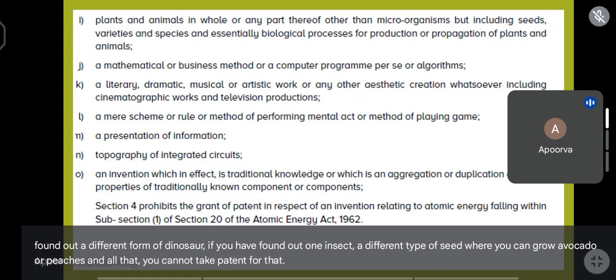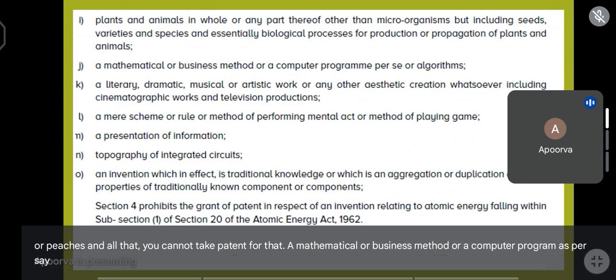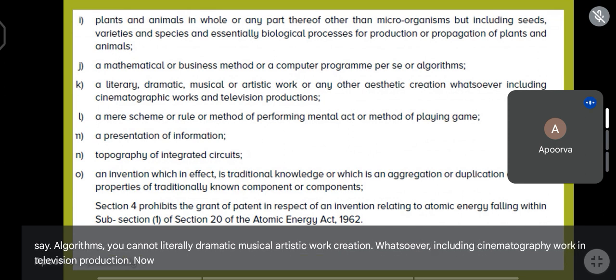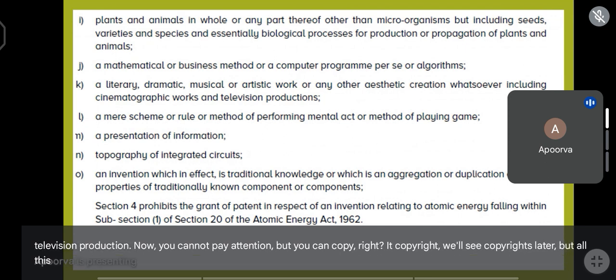A mathematical or business method or a computer program per se, algorithms, you cannot. Any literary, dramatic, musical, artistic work creation whatsoever, including cinematography work and television production. Now you cannot patent it, but you can copyright it. Copyright, we'll see copyrights later, but all this cannot be patented.